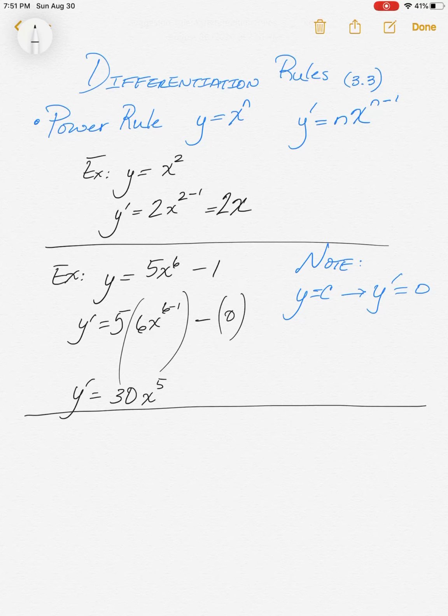Now let's put some real magical stank on this thing. What if it said, find y double prime? Well, for y double prime, you go straight to what you have for y prime right there. So y double prime, I'm going to say 30, open up that parenthesis, 5 times x, drop that value down by 1.